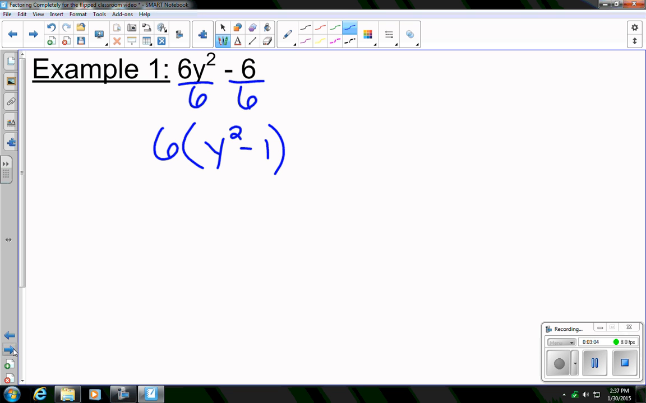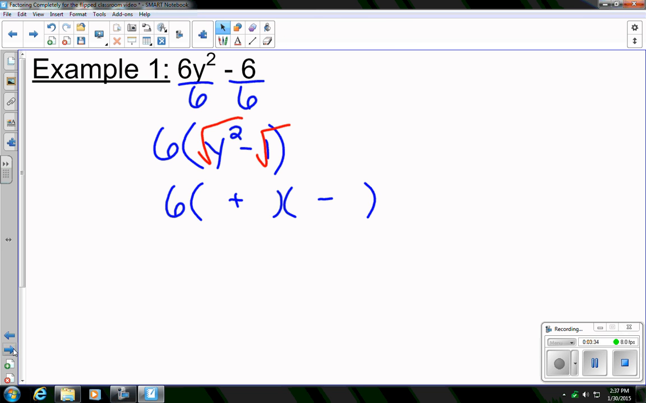And if you look at what's left over inside the parentheses, y squared minus 1 is a difference of two perfect squares. So what we're going to do is continue factoring. We haven't done anything with that 6, so we're going to rewrite it because it still needs to be part of our answer. And then if you recall, when we use difference of two perfect squares, we get two parentheses. One gets a positive, one gets a negative. And then what you do is you square root each of the terms.